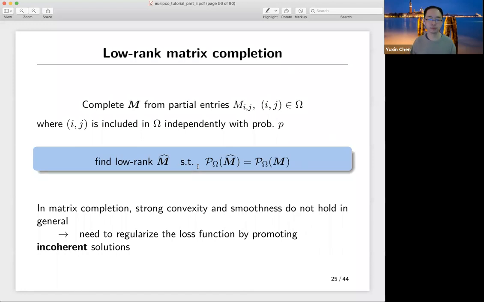In phase retrieval, we mentioned that for the natural non-convex formulation, strong convexity holds, even though it is not smooth enough. For this matrix completion problem, if you look at the most natural least squares formulation, strong convexity does not hold, and smoothness is also problematic. All of this might result in an infinitely large condition number, which is not desirable for optimization. Because of this, a lot of the prior work suggests that you can try to change the loss function by adding an extra regularization term in order to promote certain kinds of incoherence conditions. What we are going to show you instead is that all of this is not necessary.